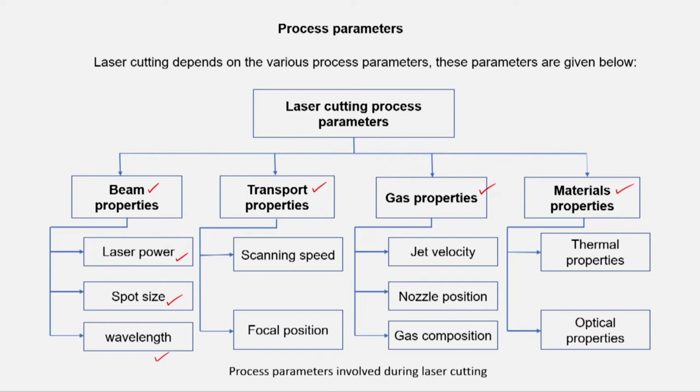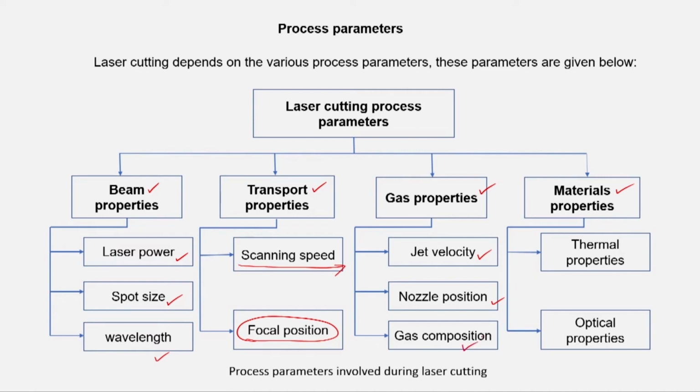As far as the transport properties are concerned, the scanning speed controls the interaction time of the laser with the material. The focal position is the second parameter related to the transport properties. As far as the gas properties are concerned, the velocity of the jet of inert gas is the first gas property affecting the performance. Then there is the position of the nozzle with respect to the work part or the feature on which we are applying the laser beam.